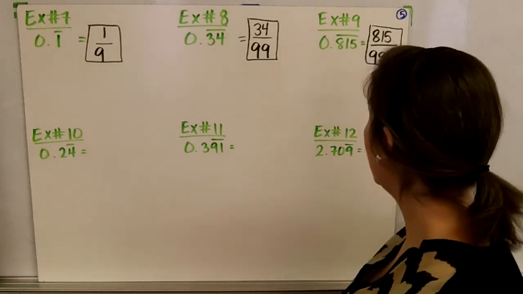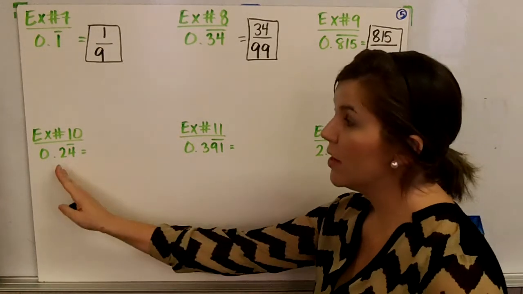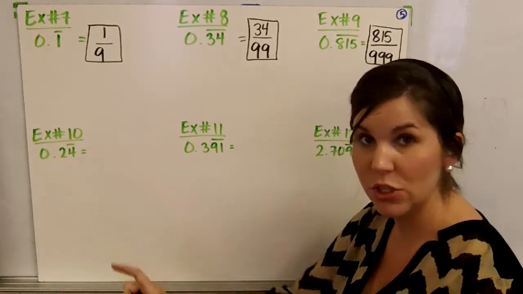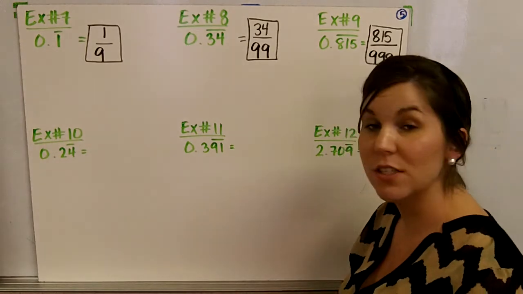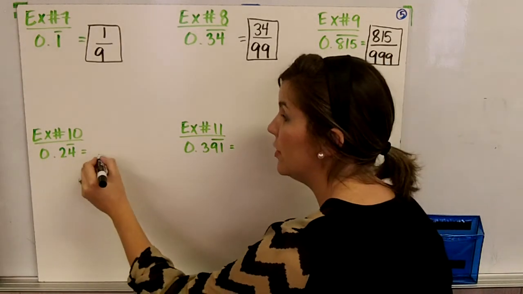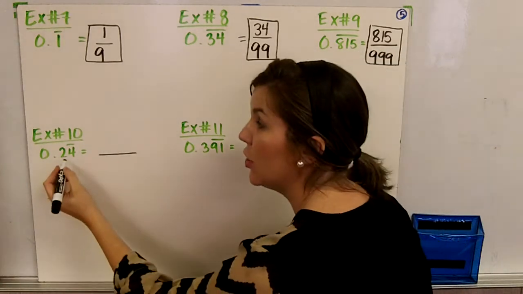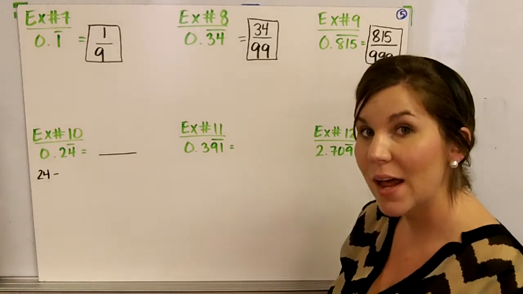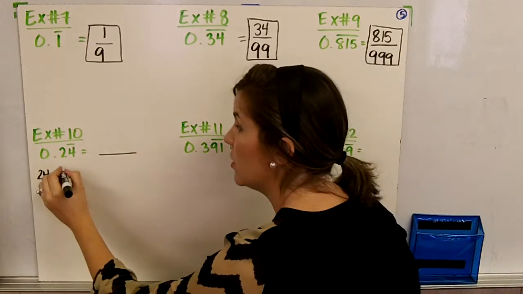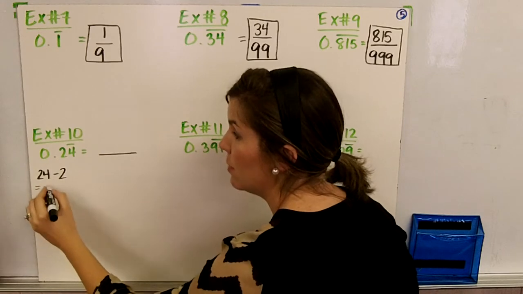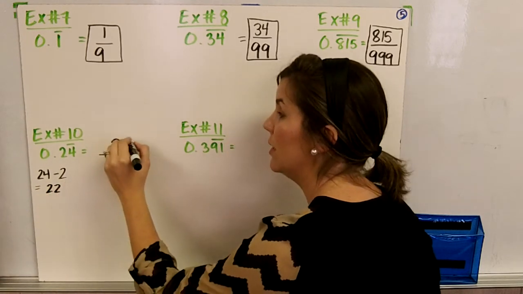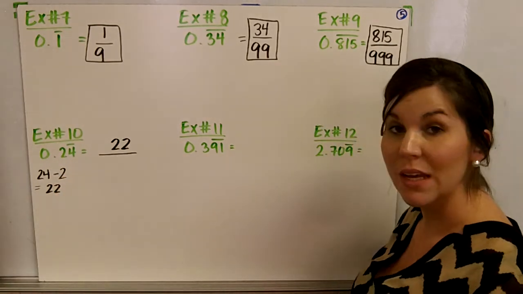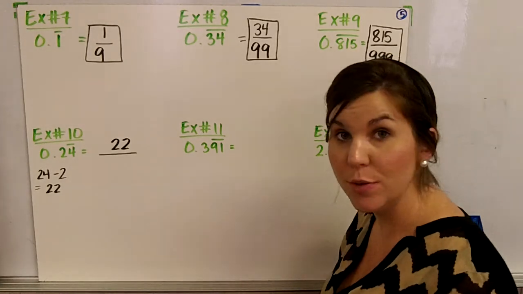Now, examples 10 and 11 and 12 have parts that are repeating and parts that are not repeating. So just the 4 is under the bar, not the 2. So what you do on this one is you have to subtract. So to find out what your numerator is going to be, off to the side, you're going to say the whole part would be 24, and you're going to subtract the part that's not under the bar. So the 2 is not under the bar. So 24 minus 2 gives me 22, and 22 is my numerator. So the whole part minus the part that's not repeating.